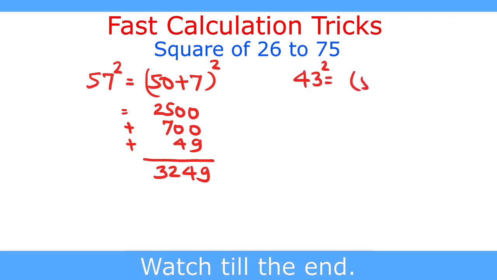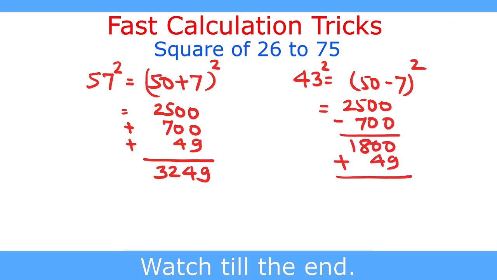Now let us do the square of 43. This can be written as 50 minus 7. This can be written as again square of 50 is 2500 minus 700, 7 multiplied by 100, is 1800 plus square of minus 7 is 49. We add 49 to 1800 and this is 1849. Why are we multiplying 100 to 7 here or minus 7 here?